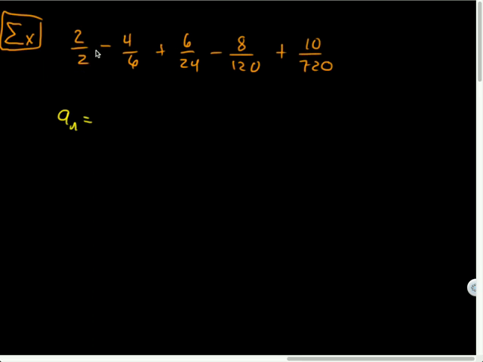So let's look at just the numerators. I like to break it up. So 2, 4, 6, 8, 10, that sounds like evens, so I'm going to call that 2n. At least for when n equals 1, that seems to be the case. Right? Now the denominators: 2, 6, 24, 120, 720. Yeah, those happen to be factorial numbers.